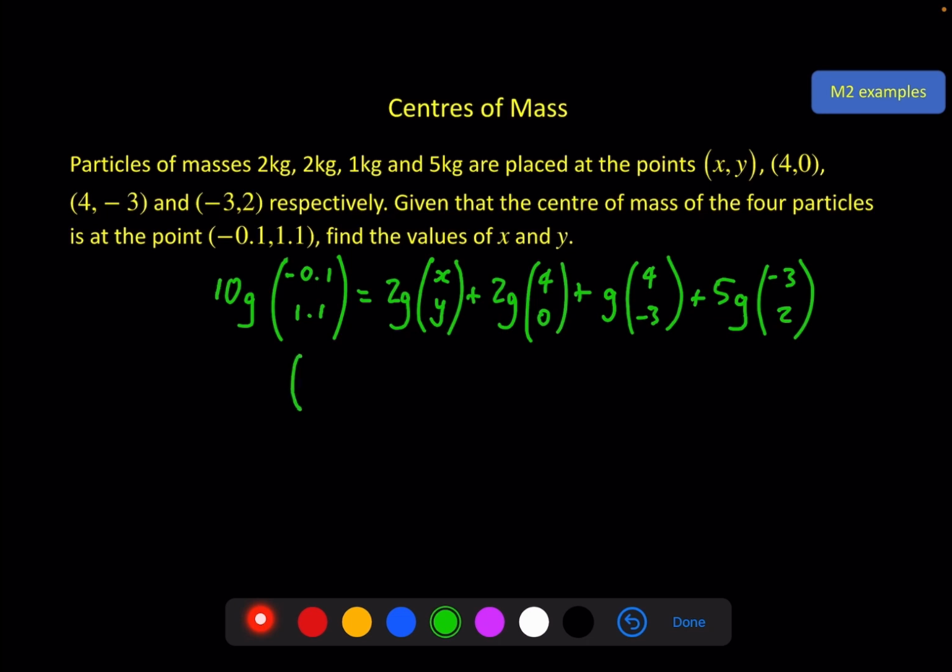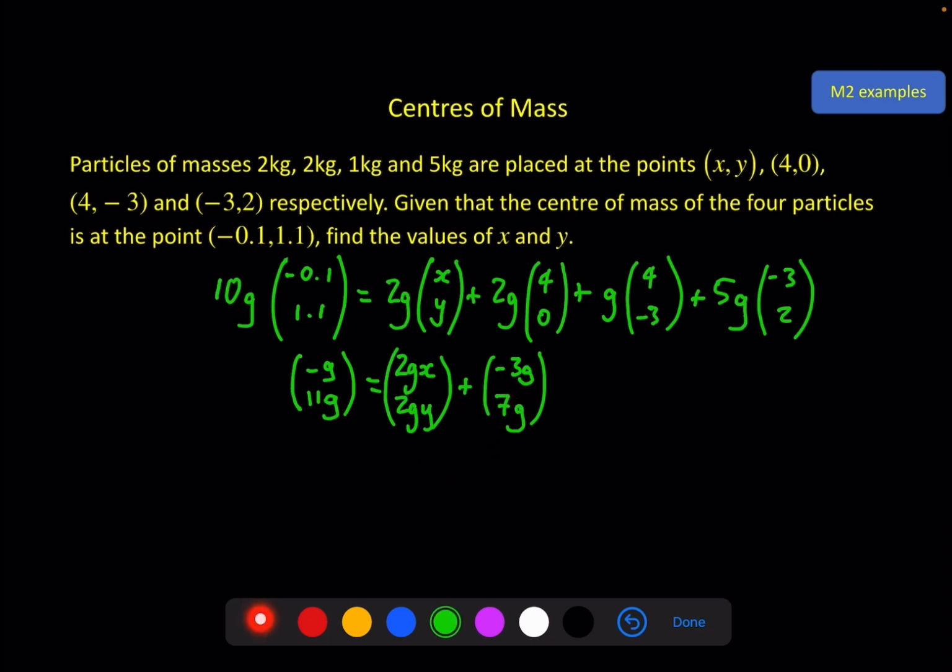On the left we've got minus g and 11g. On the right, 2gx, 2gy for the first one, and then I'll add the other 3 together, which gives me minus 3g in the x component and 7g in the y component. And then you solve this depending on how you want to do it. You could add these together and then equate that line with minus g and this with 11g, or you could do what I'm going to do, combine these two vectors and do it this way.